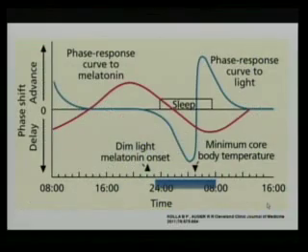Light functions in kind of a mirror image to melatonin in that the light phase response curve tends to cause a sleep phase delay when you give it at night, but after the core body temperature minimum, it causes a sleep phase advance.